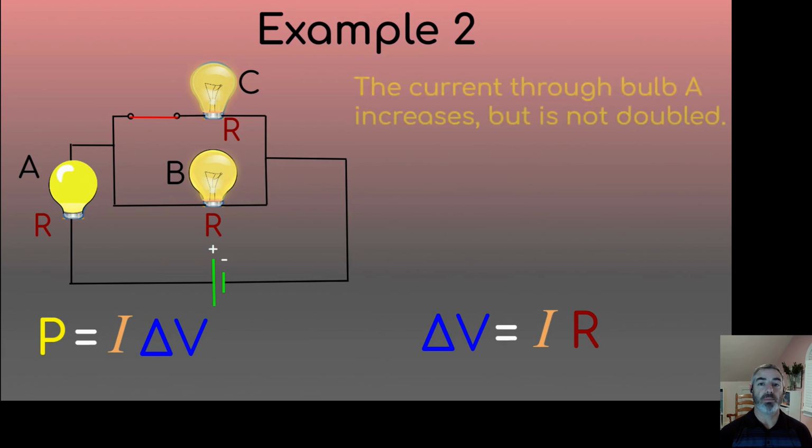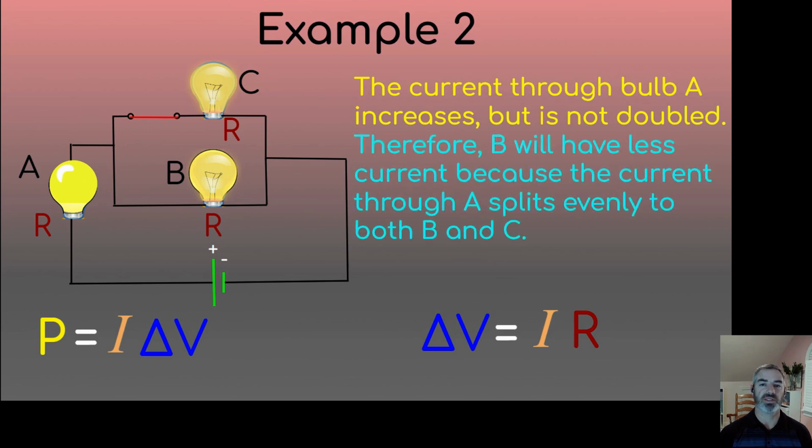So let's explain why bulb B gets dimmer. The current going through A increases, but it's not doubled. So when the current splits to go through B and C, it's going to actually split evenly. So B is going to get less current than it did before. The current is going to decrease. That means the power output is going to decrease. So that explains in terms of current why it's dimmer. In Ohm's law, if we decrease current, that also decreases the change in potential with the same resistor for B. So delta V decreases, so the power is going to decrease even more, which is why B gets dimmer.